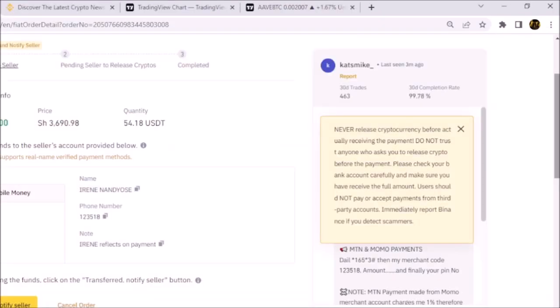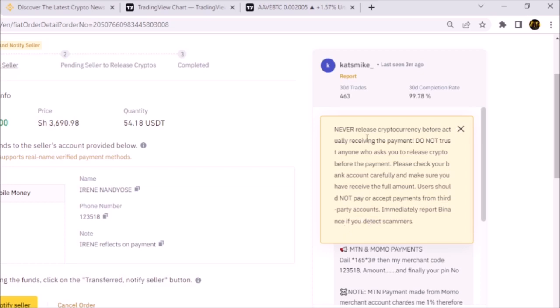The last part is for when you are a seller and want to sell your crypto and get cash on any payment method you have agreed. Never release cryptocurrency before actually receiving the payment. Do not trust anyone who asks you to release crypto before the payment. Please check your bank account carefully and make sure you have received the full amount. You should not pay or accept payments from third-party accounts. Immediately report to Binance if you detect scammers.